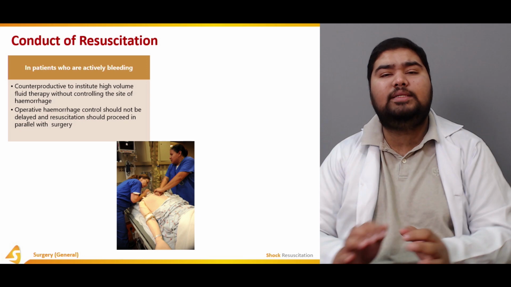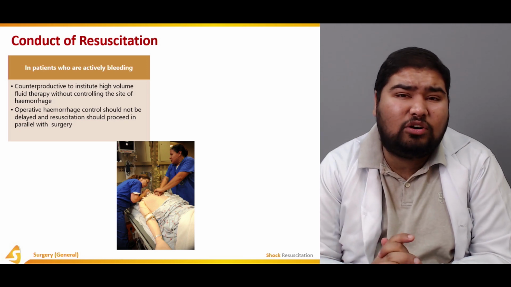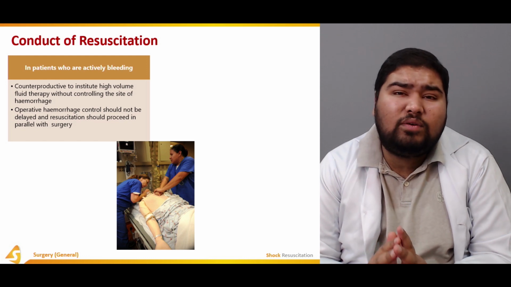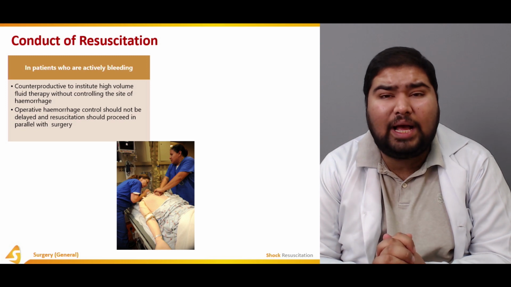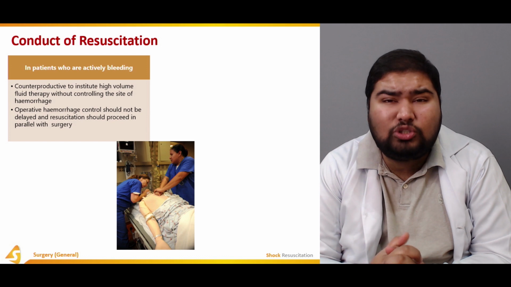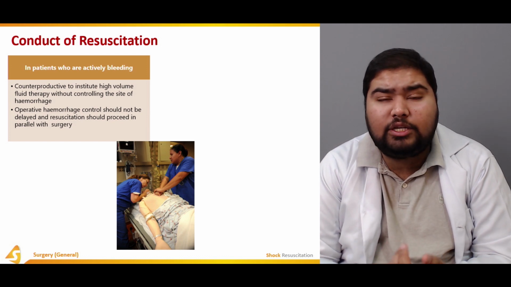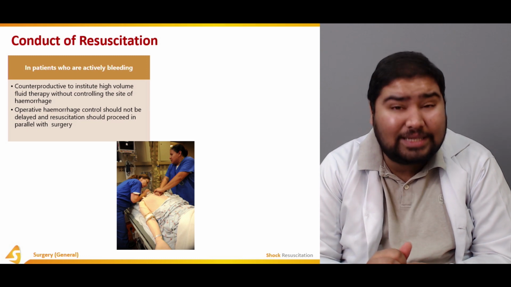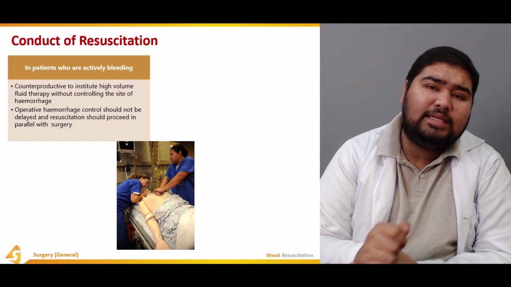Call for a trauma surgeon. Try localizing the site of injury, the site of trauma. Once you've localized the site of trauma, try to control the bleeding from that site. If you control that bleeding, the shock would be controlled itself. Now, operative hemorrhagic control should not be delayed at all, and resuscitation should proceed in parallel with the surgery.